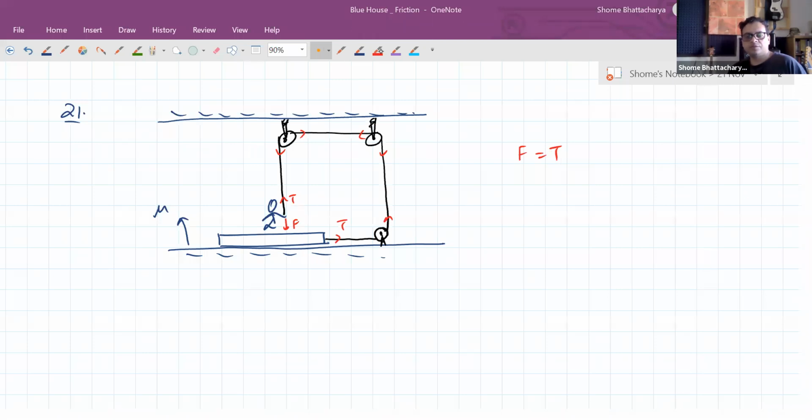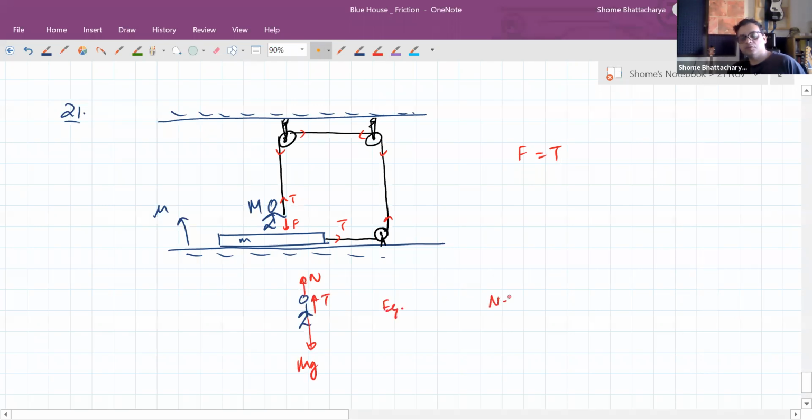Okay, we'll discuss. So make the man's free body diagram. On the person, there is mg, some kind of normal reaction the platform is applying, and this tension. Okay, and he's in equilibrium.